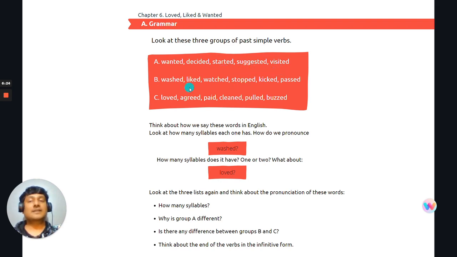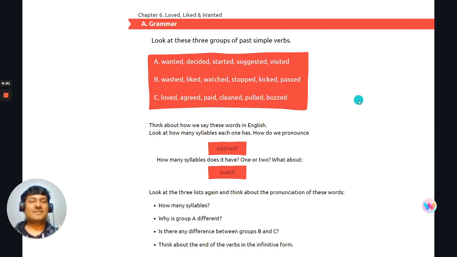Visited is visit. Moving on to group B. Washed is wash. Liked is like. Watched is watch. Stopped is stop. Kicked is kick. Passed is pass. Okay, C. Loved is love. Agreed is agree. Paid is pay, cleaned is clean, pulled is pull, and buzzed is buzz.